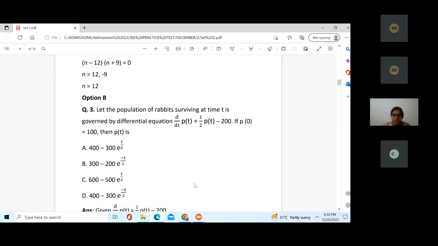Let the population of rabbits surviving at time t be governed by the differential equation d by dt p of t equal to 1 by 2 p of t minus 200. They have given the value of p of 0, which is equal to 100. Then what's the value of p of t?